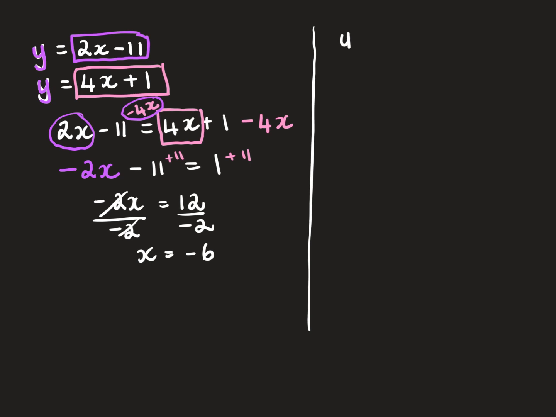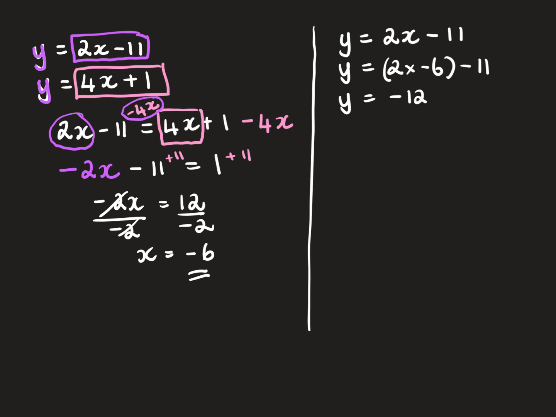Well, y is equal to, I can use either equation. I'm just going to use the first one. Y is equal to 2x minus 11. Y is going to equal 2 lots of, what's x? 2 lots of negative 6 minus 11. That is going to equal negative 12 minus 11. And my calculator will tell me what that is. Negative 23.